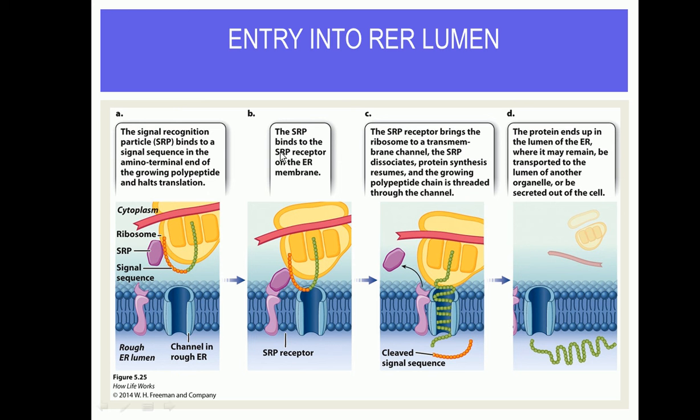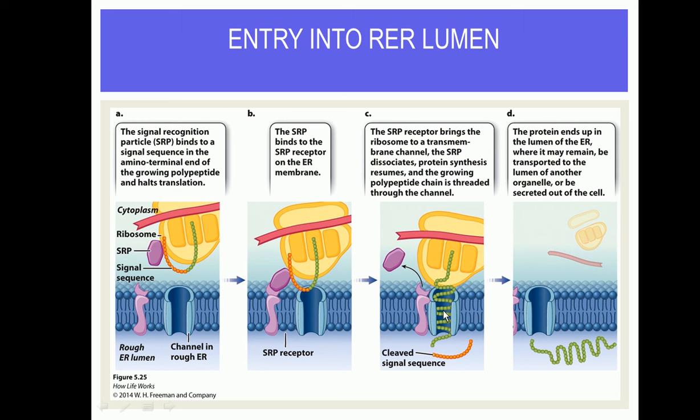After that, what will happen? The SRP, which is the signal recognition particle, binds to the SRP receptor. So here is the SRP receptor. This is your SRP. It binds here on the ER membrane. So this is your ER membrane. Through this receptor, the SRP binds here. The SRP receptor brings the ribosome to the transmembrane channel. This is the transmembrane channel.